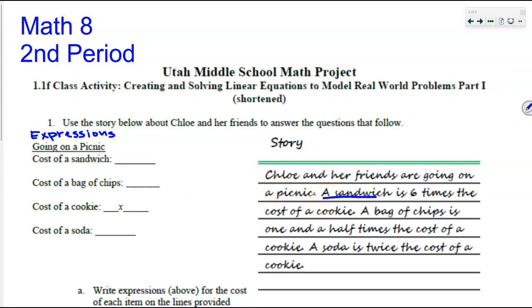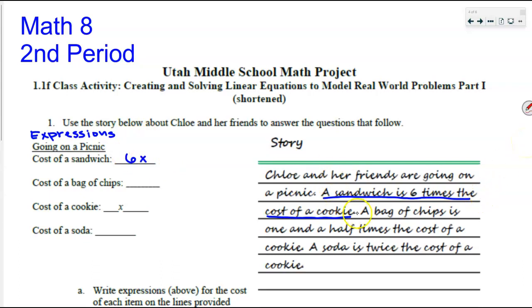A sandwich is 6 times the cost of a cookie. How am I going to represent a sandwich being 6 times the cost of a cookie? Brigham? We'll multiply it by 6. What am I multiplying by 6? No. The sandwich is 6 times the cost of a cookie. So what am I going to be multiplying by 6? Lachlan? X, because the cost of a cookie is X, and I need 6 times that. So that's going to be 6 times X, X times 6. I'm going to write it better though. We mostly will write X times 6 as 6X, right?